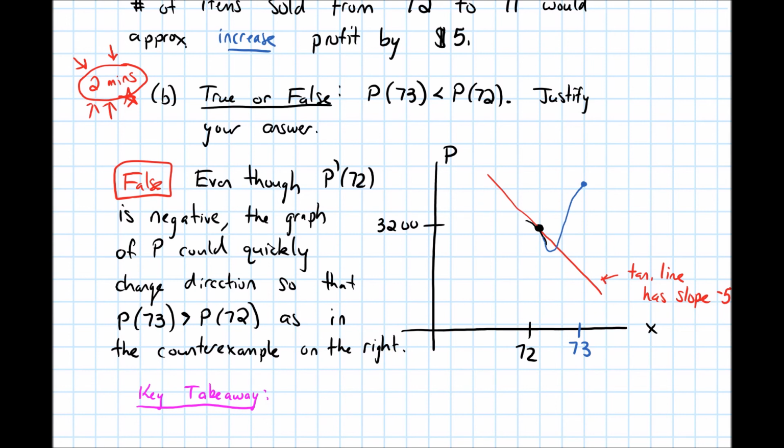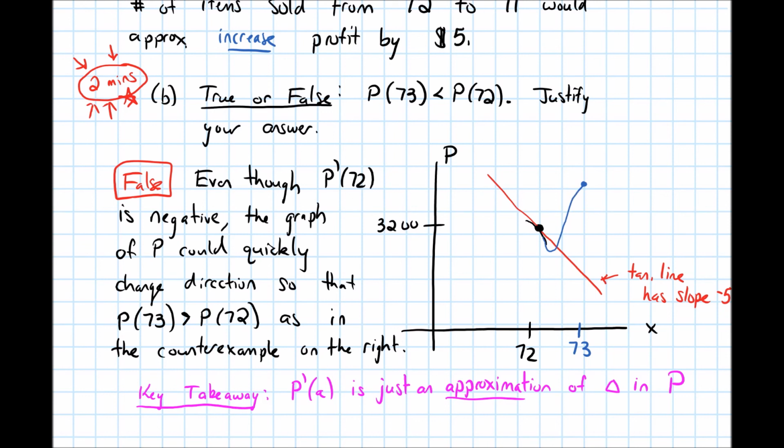Okay, so drawing a picture is a great way to show what our counterexample would be. So the key takeaway from this is that knowing the derivative of our function at some number is just an approximation of the change in our function. In this case, we were talking about the profit function. So the fact that our derivative here was negative 5 only approximates that we expect our function's value to decrease by 5 if we increase x from 72 to 73. We just approximate that. It doesn't mean that it has to be that way. And we just drew a picture where it wasn't.